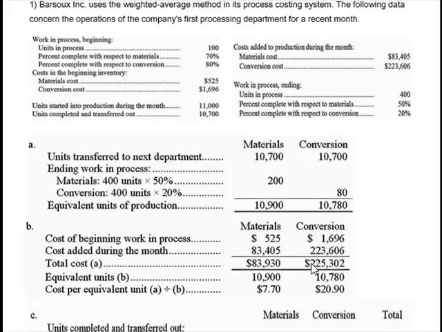Once we have our total costs, we're going to go back and grab the equivalent units of production figures that we calculated earlier, and we're going to divide the total costs in each column by the total equivalent units of production for each of these inputs. Our answers down here represent the cost per equivalent unit with respect to materials and with respect to conversion.